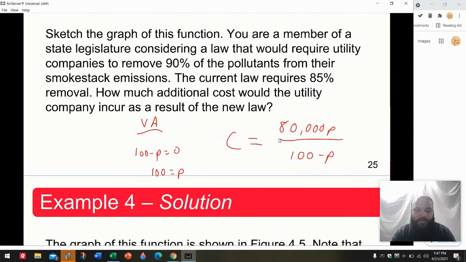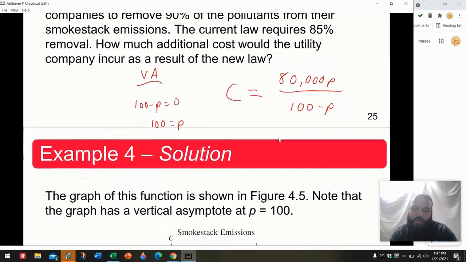Now, the second part says the current law requires 85% of the pollutants to be removed. How much additional cost would the utility company incur as a result of the new law? And the new law is requiring 90%. So what we would need to do is take this equation and plug in 85 and plug in 90 and come up with a cost for each one of those. And they want to know how much additional cost it would be, so then you would subtract the two.